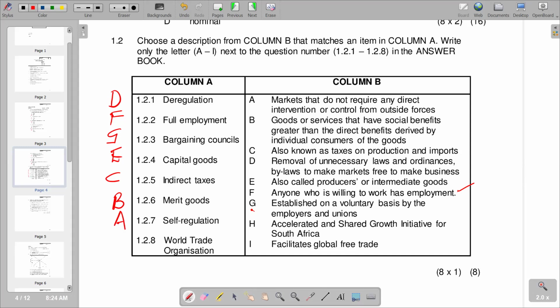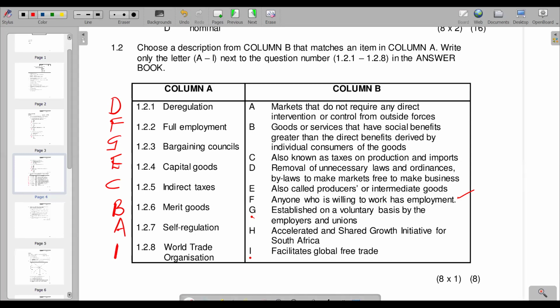So we have A, World Trade Organization. We know that it's all about controlling international trade. So let's see the explanation that is within international trade from column B. If you go to I, it says facilitates global trade, and global trade is also international trade, which becomes a component of global free trade. So we have I as the last response that we have, and we just try to see the next question that we are having.